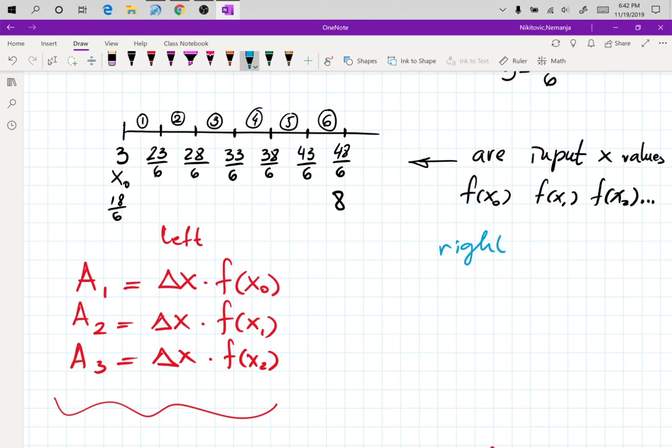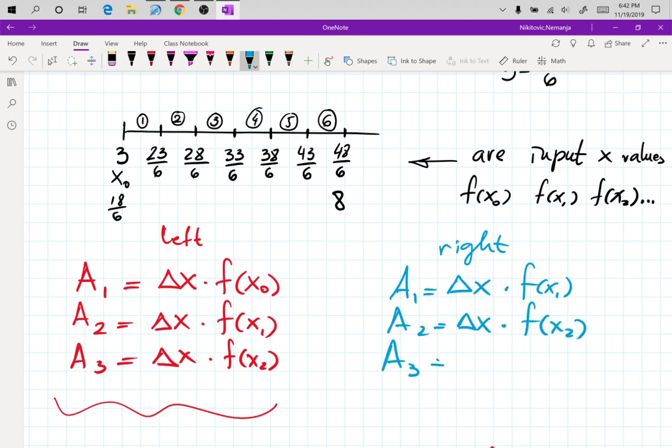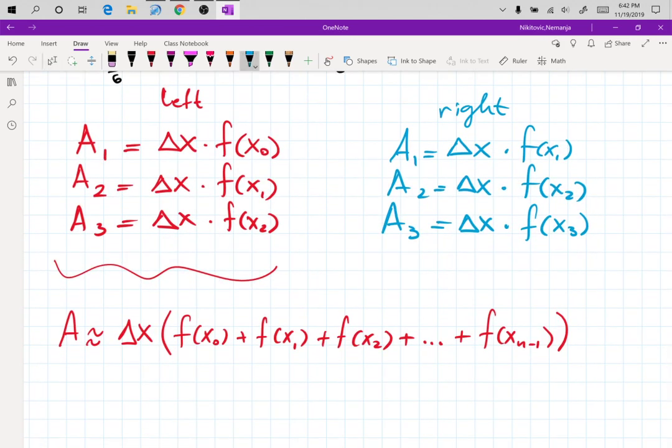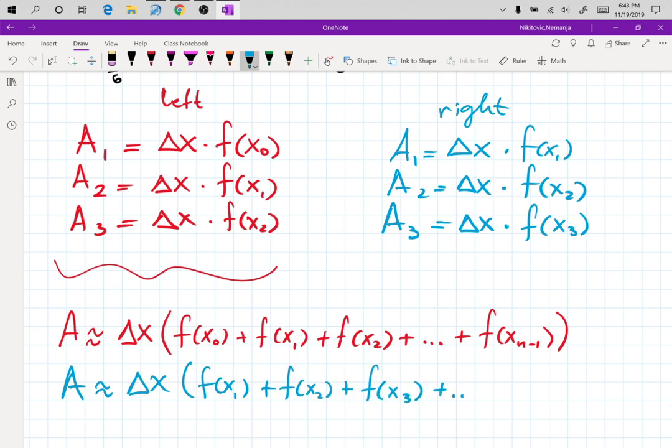So for the right side, your A1 is equal to delta x, which is the width, times f of x1. A2 is delta x times f of x2. A3 is delta x times f of x3. And on and on, giving you area is now delta x times f of x1 plus f of x2 plus f of x3 plus ... plus f of xn.